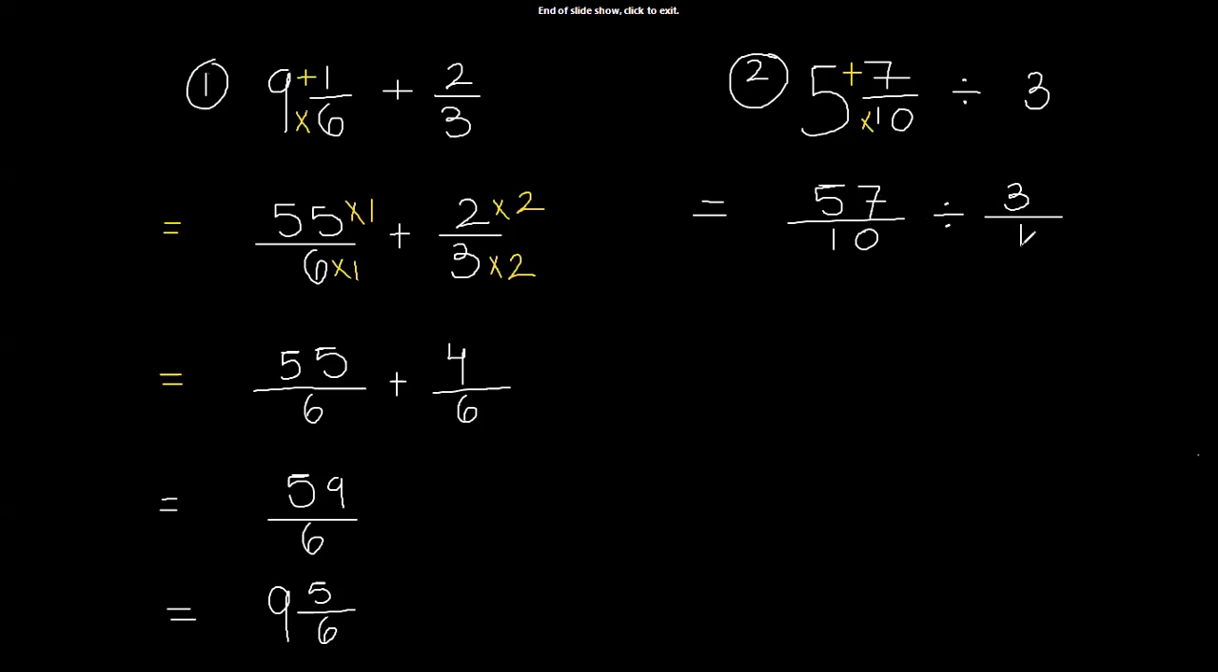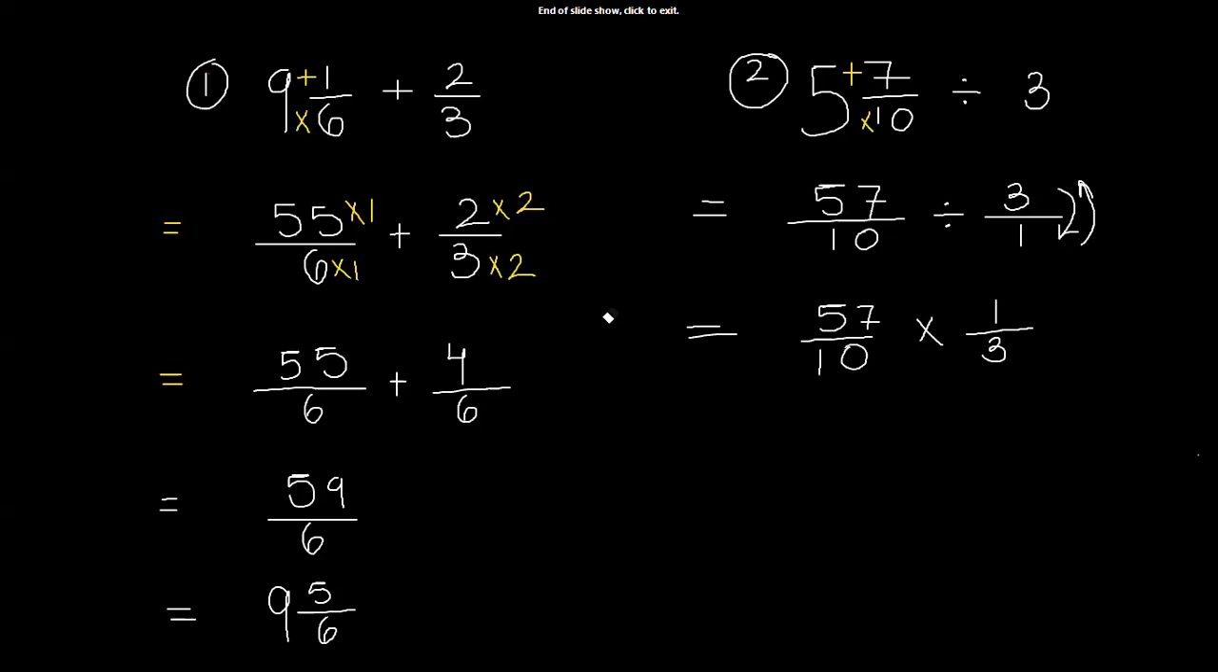Next, what we're gonna do? We're gonna say, okay, it's equal to 57 over 10, and I'm going to use the KSF. So I keep the first fraction, 57 over 10. I switch the division sign into a multiplication sign. So K, S is for switch, and then F is for flip. So I'm going to put the 3 down, I'm going to put the 1 up. It's going to be 1 over what? 1 over 3.